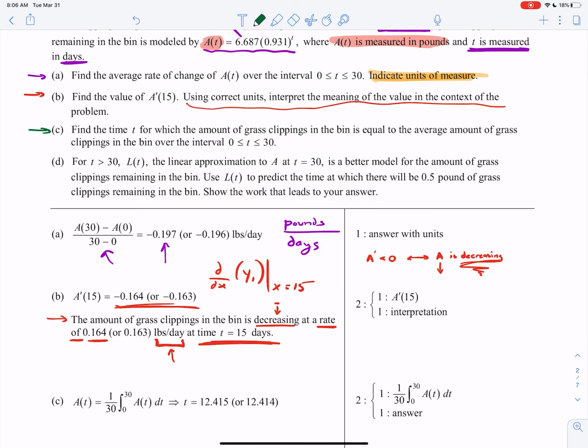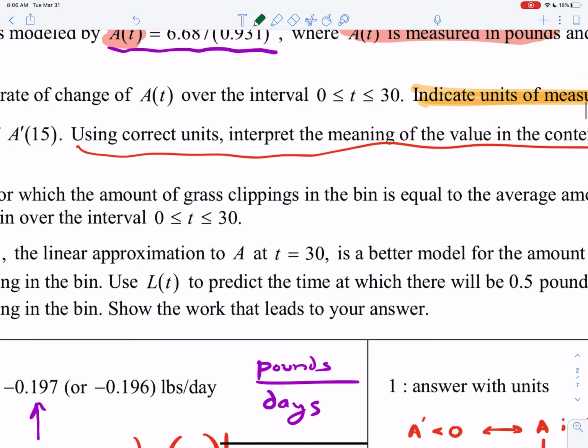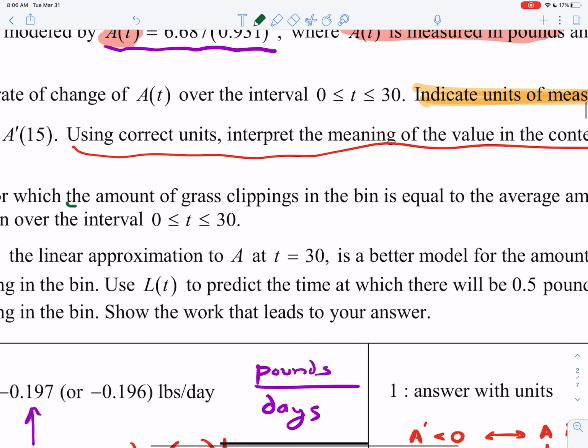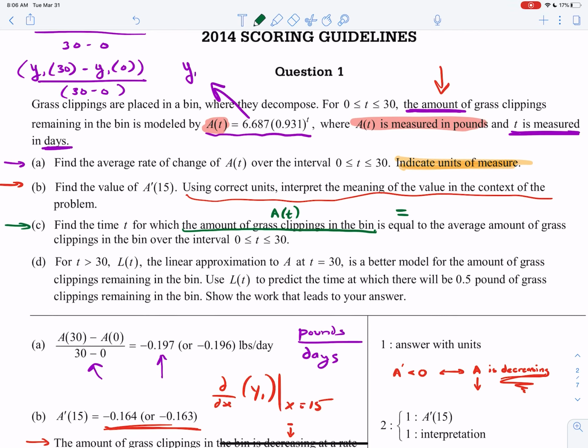Here's part C. Find the time t where the amount of grass clippings in the bin is equal to the average amount of clippings in the bin over the interval. Let's break this sentence down. The amount of grass clippings in the bin is A of t, which is equal to the average amount of clippings over the interval from 0 to 30. Average value is 1 over 30 integral from 0 to 30 of A of t dt.